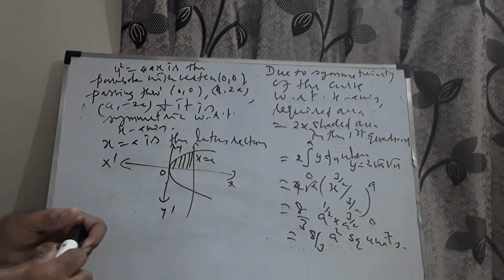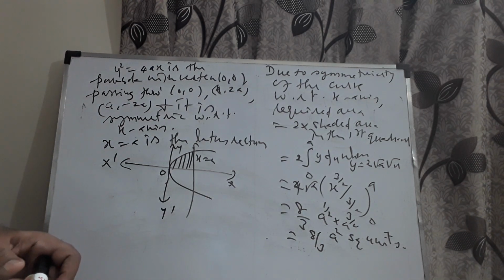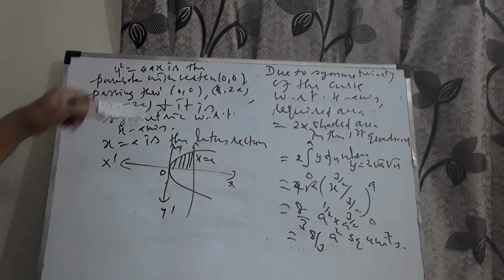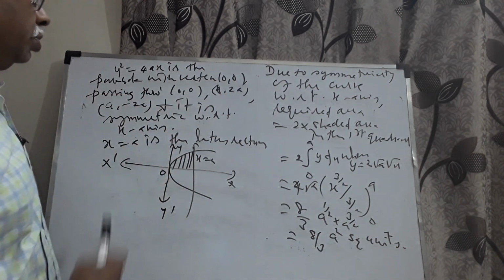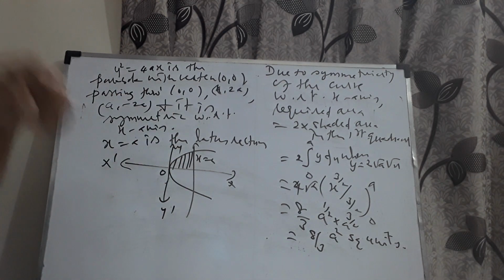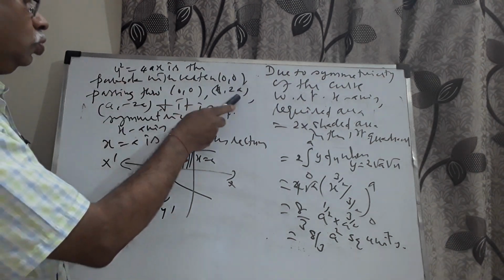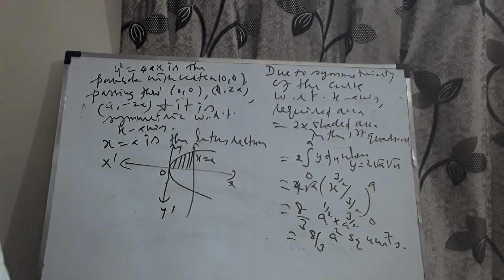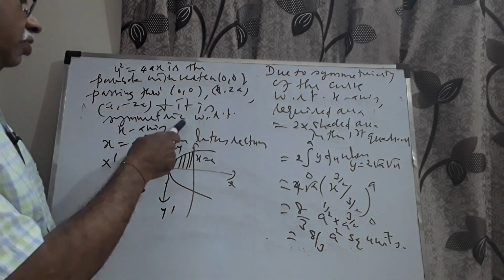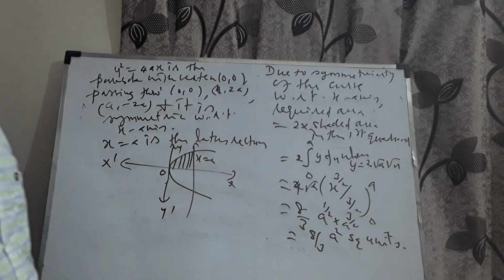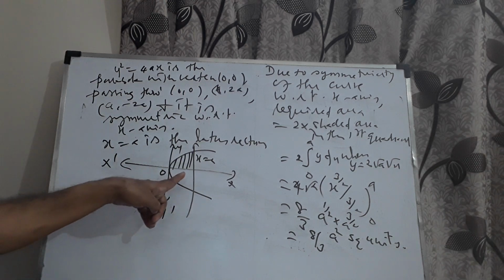I will just repeat the whole process. y square equal to 4ax is a parabola with vertex (0, 0) passing through (0, 0). When x is a, y square is 4a square, y is plus or minus 2a, and it is symmetric with respect to x-axis. If y is replaced by minus y, the equation remains the same. It won't change. This is the diagram meant for that.